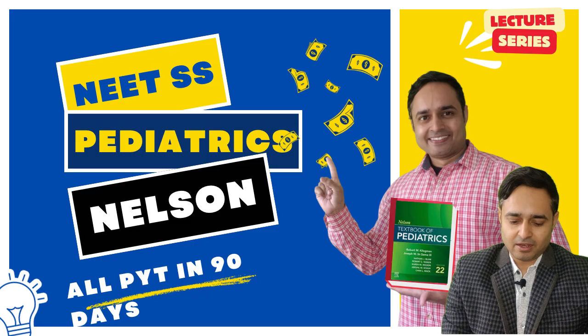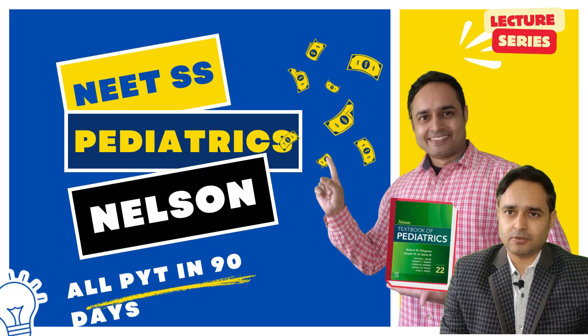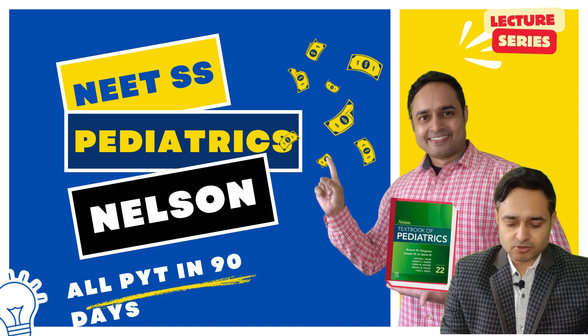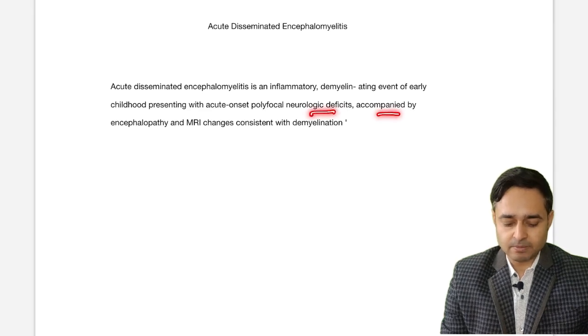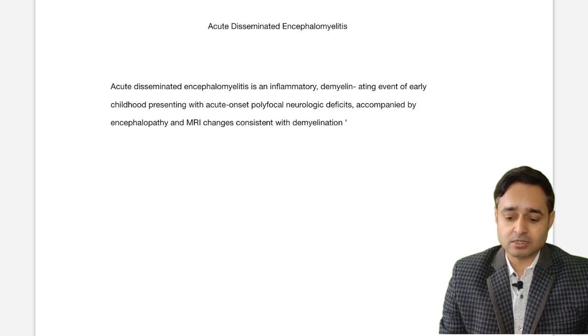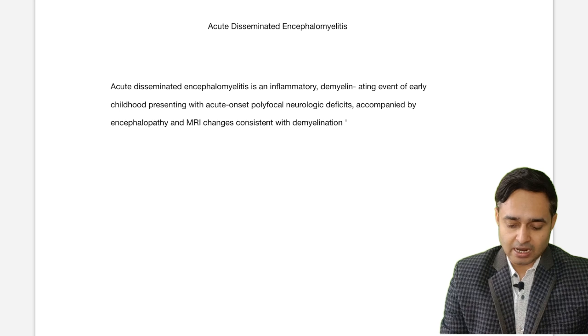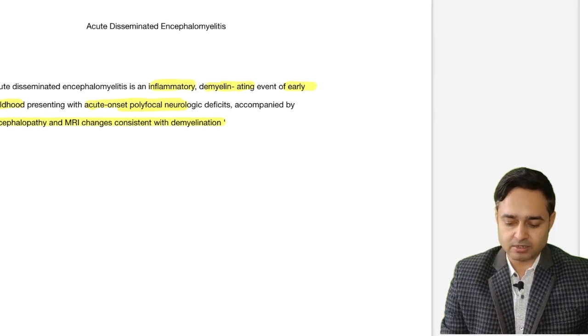So ADEM, acute disseminated encephalomyelitis, the definition is very important. It is an inflammatory demyelinating event of early childhood presenting with acute onset polyfocal neurological deficit accompanied by encephalopathy and MRI changes consistent with demyelination. So the definition itself is very important. So I will just highlight the important things. This is inflammatory. This is demyelinating, occurs in early childhood, acute onset polyfocal event accompanied by encephalopathy or MRI changes consistent with demyelination. This is very important.